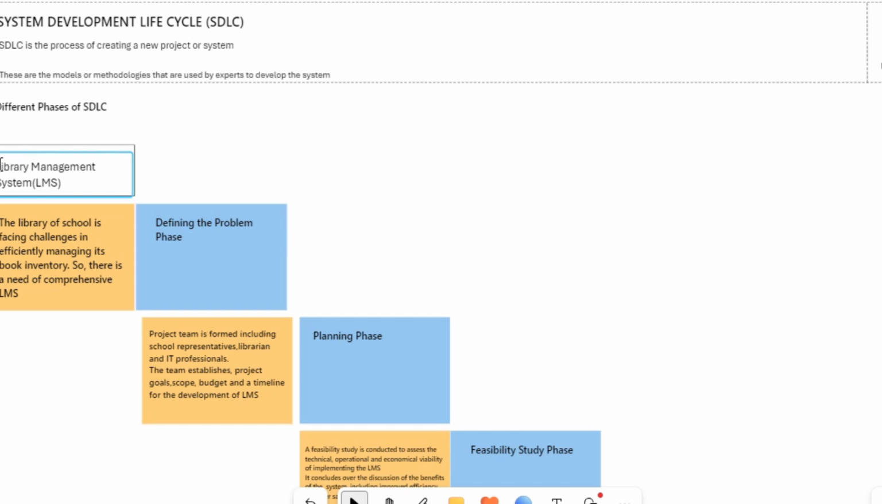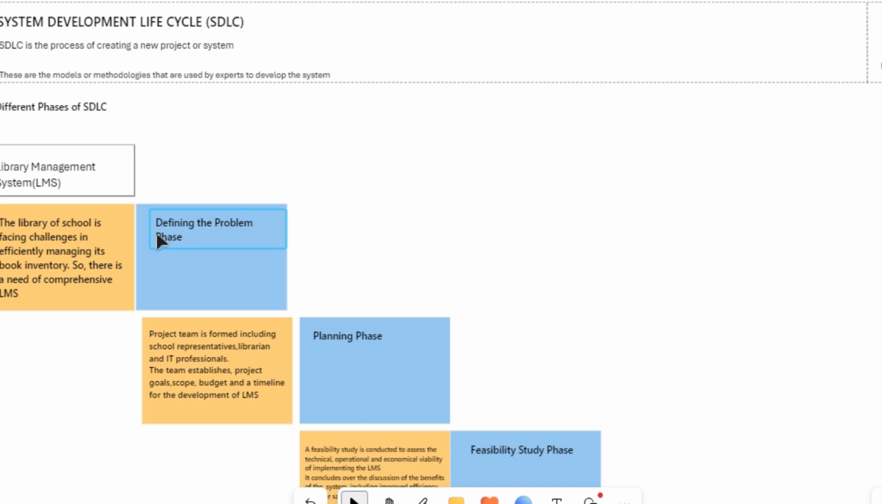I'm going to take the example of library management system. All phases of SDLC we are going to discuss with the library management system. In the library management system, the first step is the defining the problem phase. First step of SDLC is the defining the problem phase.